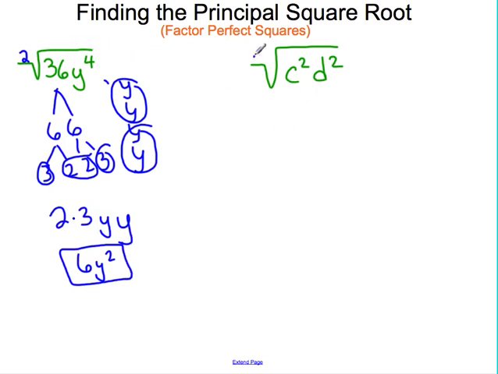The same process happens with this. You can say c squared, the square root of c squared is just going to be c. The square root of d squared is just going to be d. So my answer turns out just to be cd. Don't worry about putting plus or minus symbols out here. If they give you a square root, it automatically means they're looking for the positive square root of it. If they want the negative, they'll put a negative out front. It's not for you to worry about at this point.